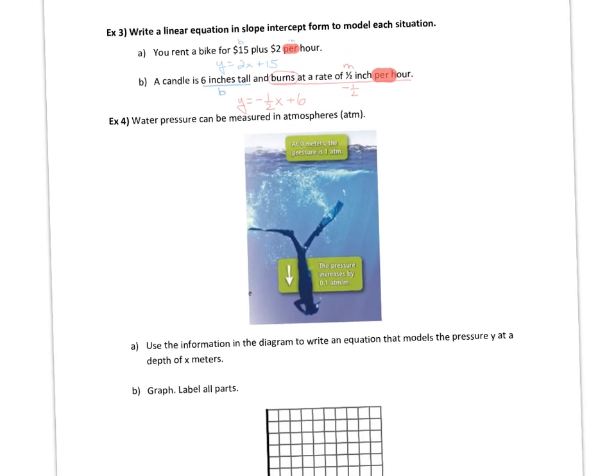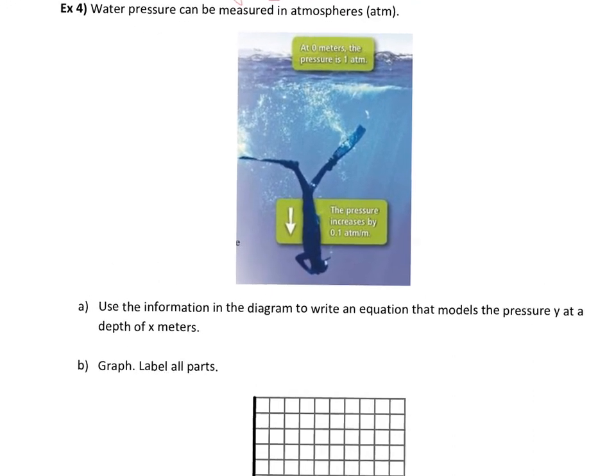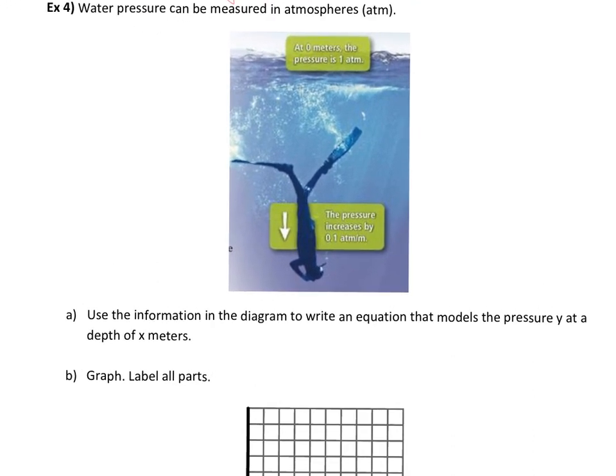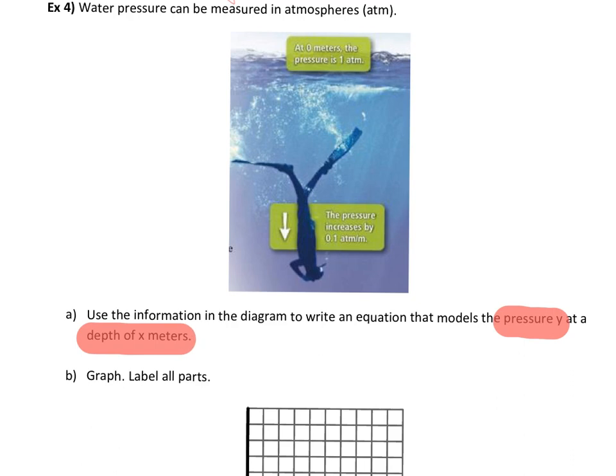All right, last problem here, example 4. Water pressure can be measured in atmospheres, or ATM. What we need to do is look at this picture here to come up with information. It says use the information in the diagram to write an equation that models the pressure Y. So they're telling you Y is pressure at a depth of X meters. This is pretty important information. They are trying to help you out here by telling you that the pressure is Y and that you have a depth of X.